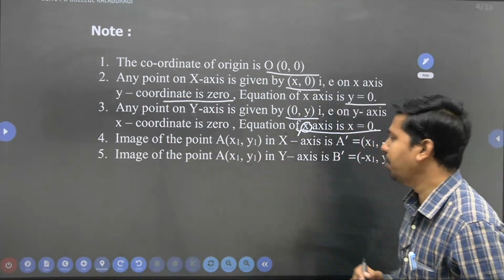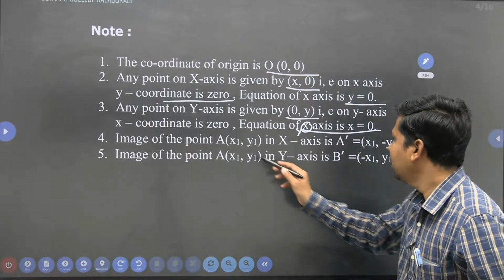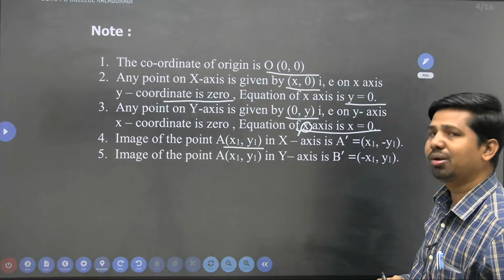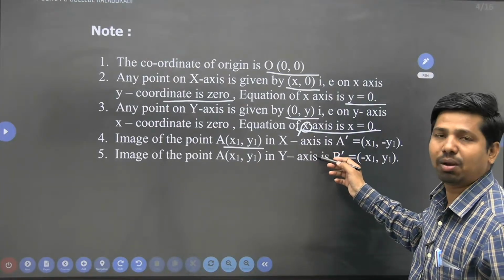Image of the point A of x1 y1. This point is present in the first quadrant. Its image about the x-axis will be in the fourth quadrant.